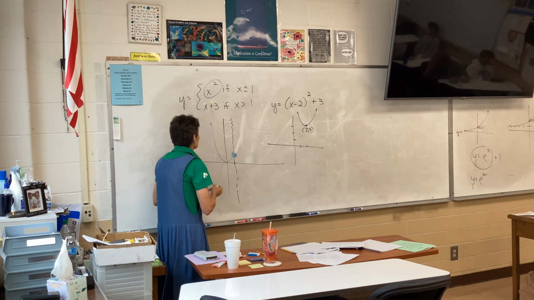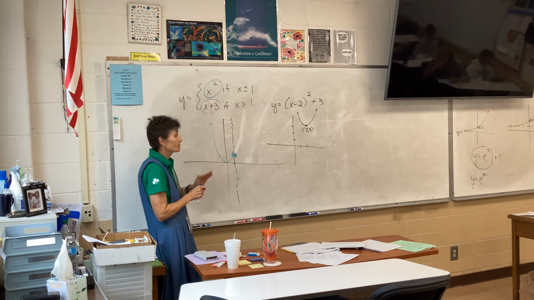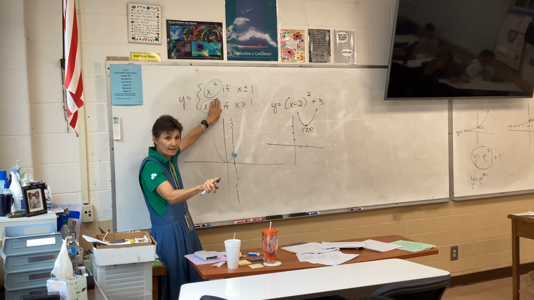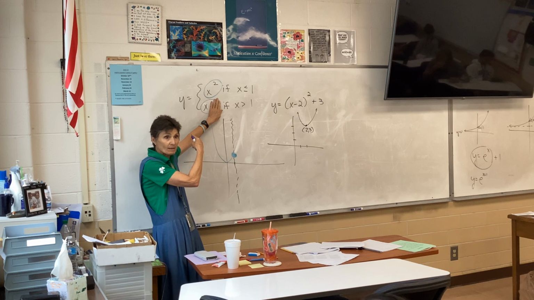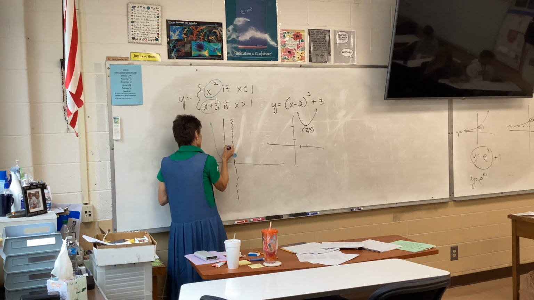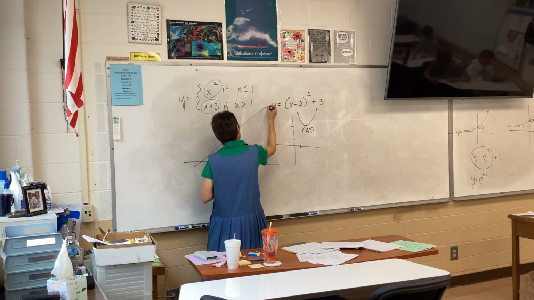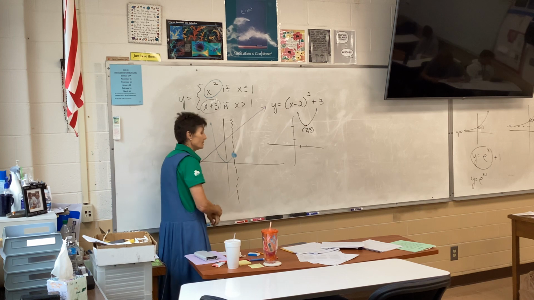Okay. What shape is that? It's gonna be a line. That's your line, that's your identity, isn't it, right there? But what have we done to it? Up 3. So it's the same line, but it's up 3.